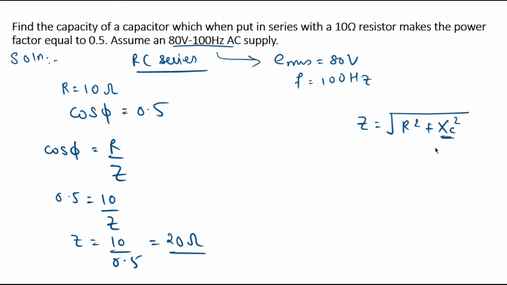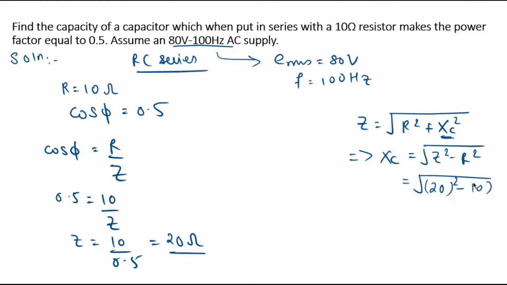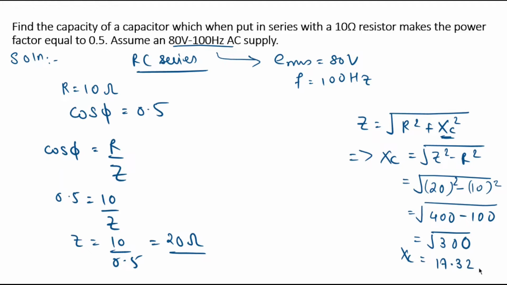And from here we can calculate the value of XC, which implies XC equal to root under Z square minus R square, which is equal to root under 20 square minus 10 square, which is equal to 400 minus 100, which can be written as root under 300, and calculating the root of 300 we get XC equal to 17.32 ohms.